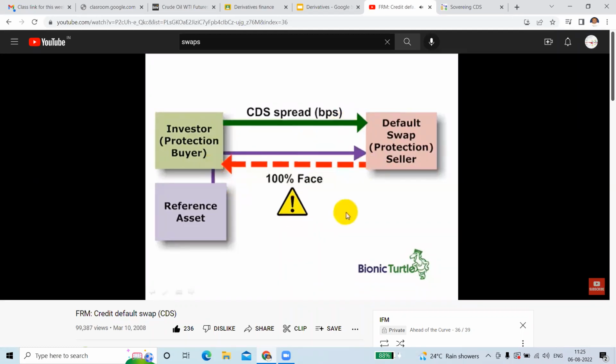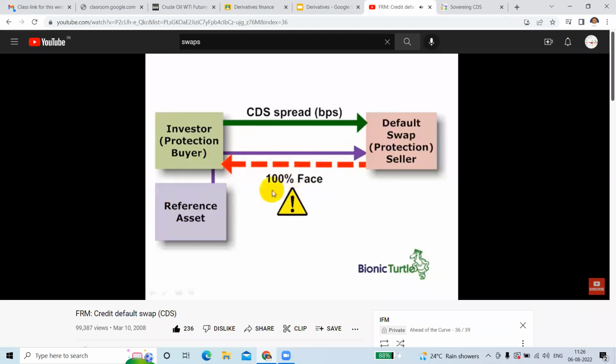That's the cash settlement. More common is the physical settlement, in which case, again, this is a contingent event. There has to be a credit event. Then the CDS buyer must deliver physically the reference asset to the swap seller, and the swap seller then has to pay in cash 100% of the face value. So you can see the protection buyer, as long as the seller makes good on their part of the arrangement, has been completely protected from the credit risk of the underlying reference asset.